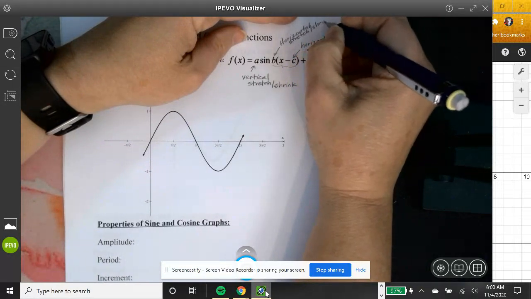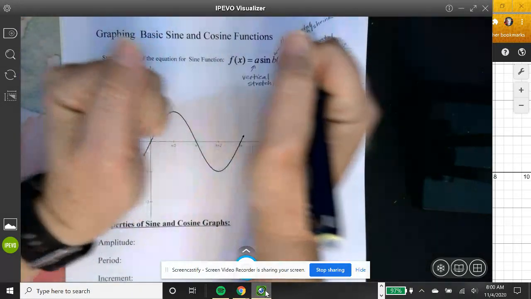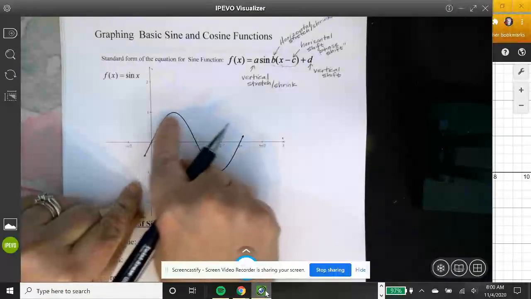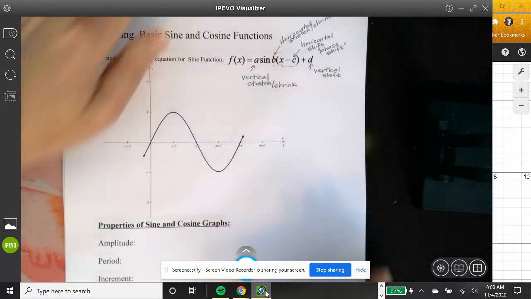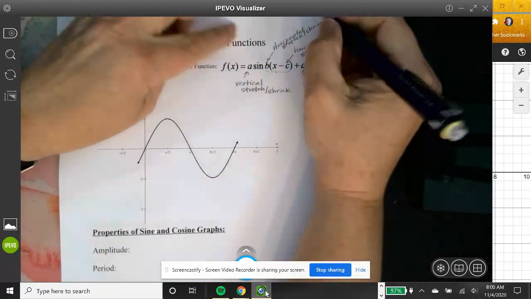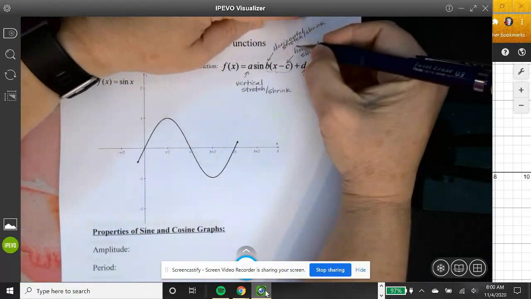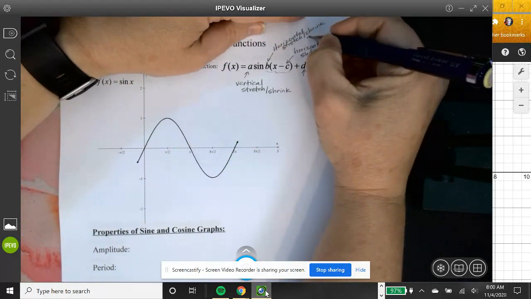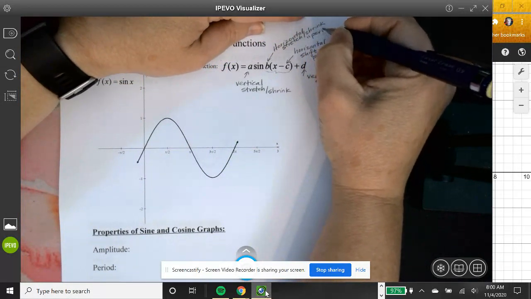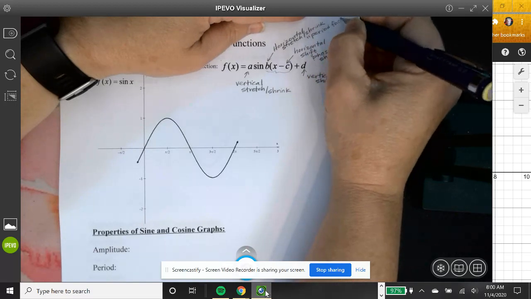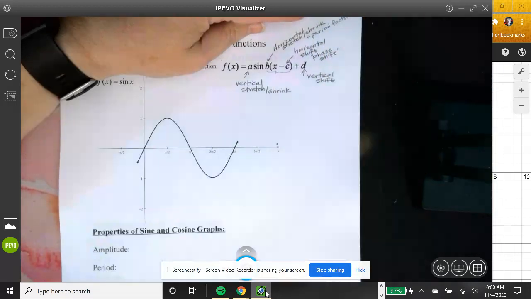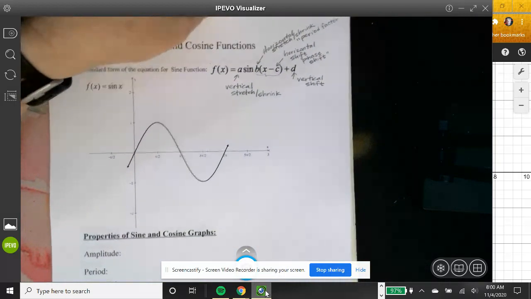And the b here is the horizontal stretch or shrink factor. I liken it to the accordion effect. You know, is this curve going to be scrunched together or stretched out? I also refer to this as the period factor. Okay, it's the period factor.